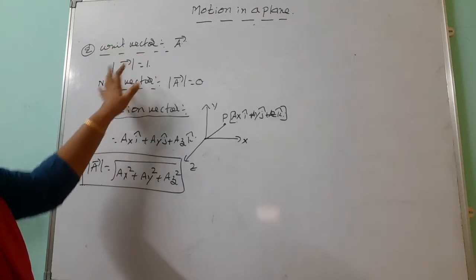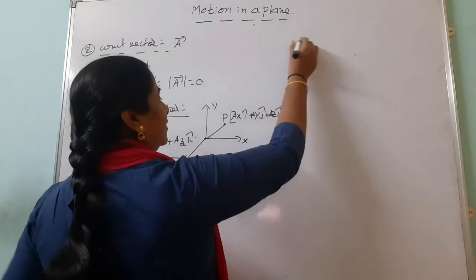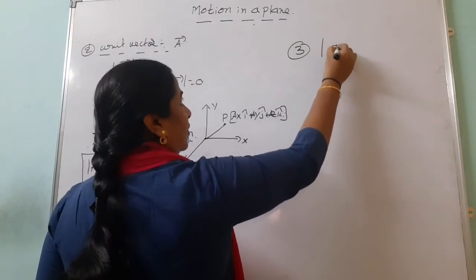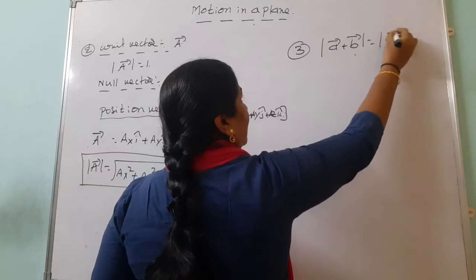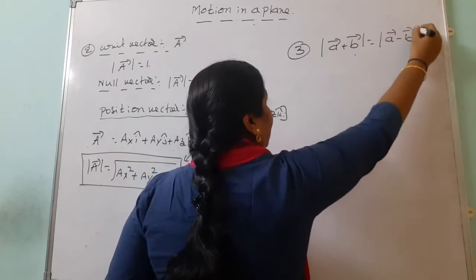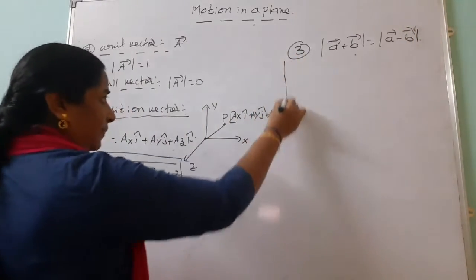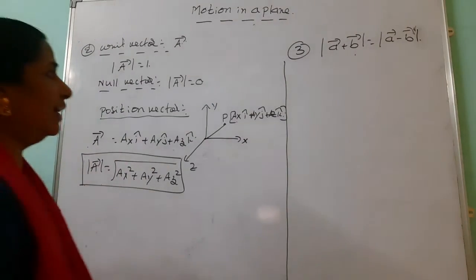This is the unit vector, null vector, and position vector. Then one more important question is, if mod of a bar plus b bar equals mod of a bar minus b bar, find the angle between a bar and b bar. Find the angle between a bar and b bar. How to find this?